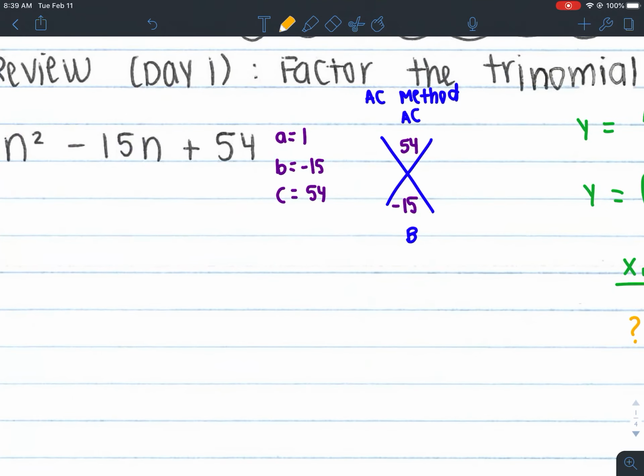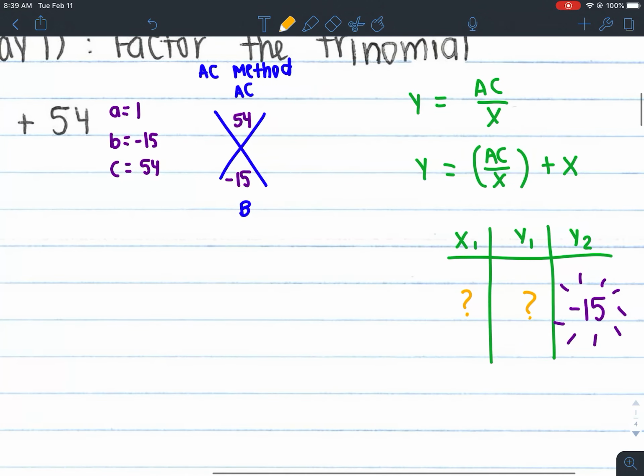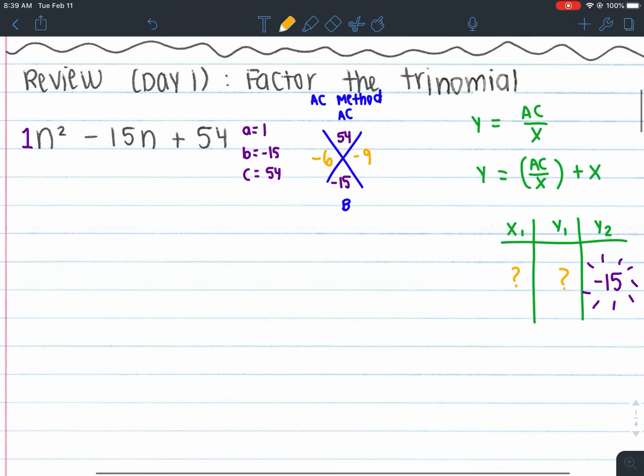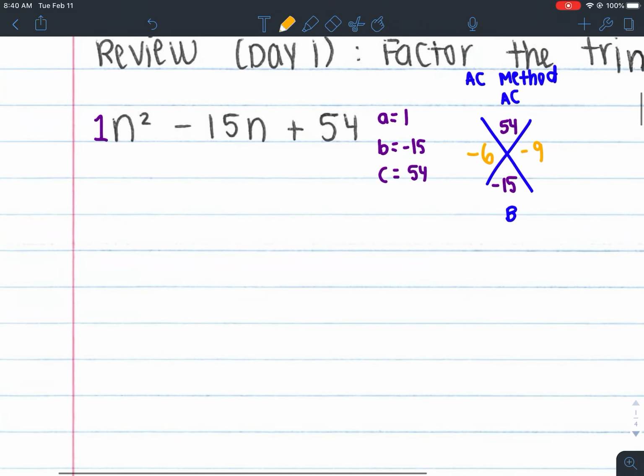Now, it doesn't matter which one you write in which part of your X. If you want to write the 6 first, you can, or you can write the 9 first. I'll go ahead and do what the calculator says, negative 6 and negative 9. Again, it doesn't matter. You'll get the same answer regardless of the order. And I'll talk about what happens if you do flip the order around.